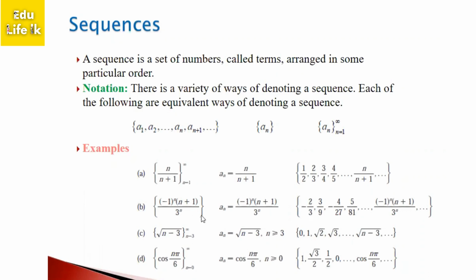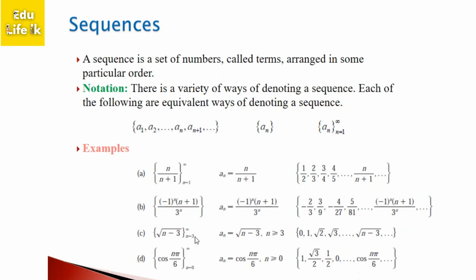How do we find the second term? Substitute 2 for n. Minus 1 to the power 2 is plus 1, and 2 plus 1 is 3, so the numerator is 3. The denominator is 3 to the power 2, that is 9. Is it clear? According to this, we can find any term if we have this An.